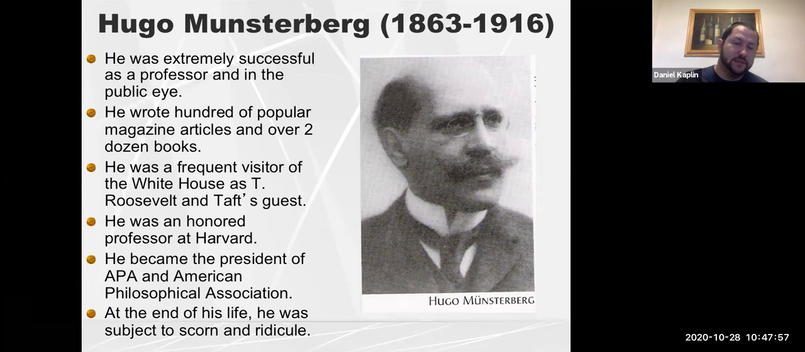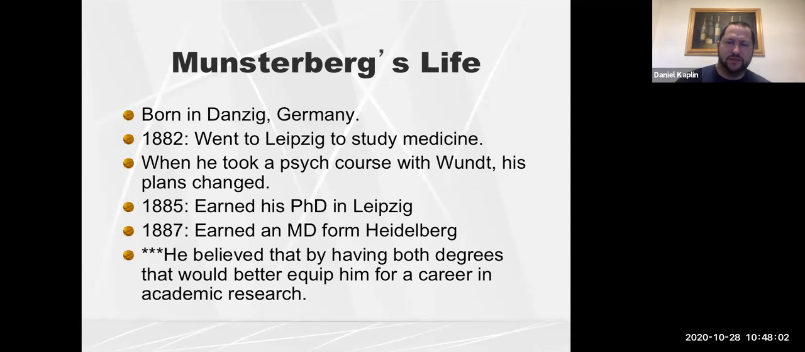So who was Hugo Munsterberg? All right. Well, he's born in Danzig, Germany. In 1882, he went to Leipzig to study medicine, but like many people, took a psychology course under Wundt. And as a function of this course, his plans changed. So he got a PhD in Leipzig, and then eventually got a second medical degree in Heidelberg. So he thought having a PhD and MD would better equip him for a career in research.